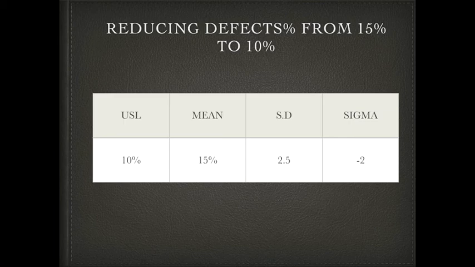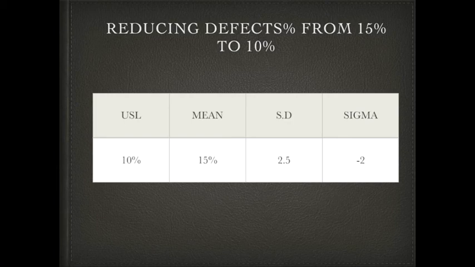So the difference between the upper specification limit and the mean is 5. In 5, how many standard deviations can be accommodated? We can accommodate 2 standard deviations. But here, the sigma level is minus. What is the reason the sigma level is negative? We have our target as 10%, but our mean is more than the target. It is beyond the upper specification limit.